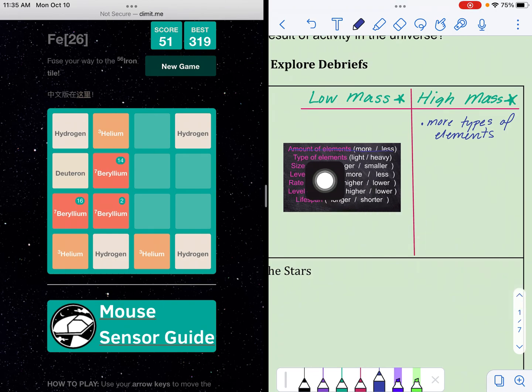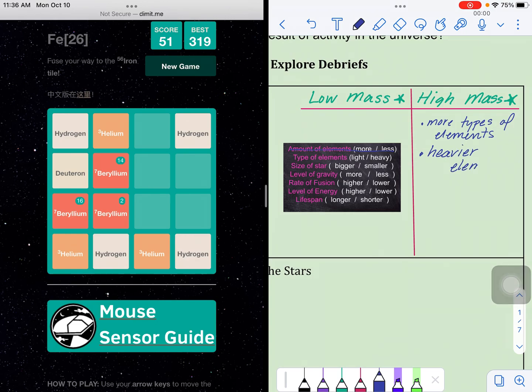Now we're thinking about the type of those elements. Well, of all those elements that exist, are they mostly going to be lighter elements or heavier elements? Well, again, let's think about what high mass star means. It means more stuff. So that, of course, means I'm likely going to be seeing more heavier elements.